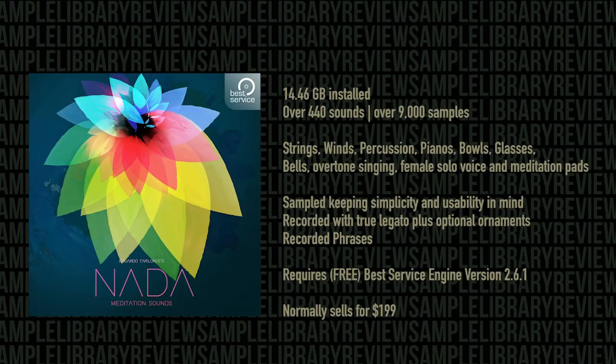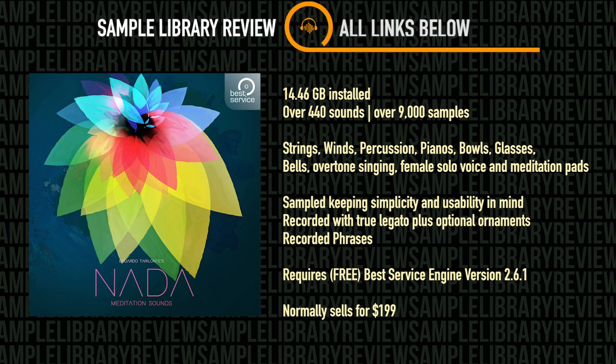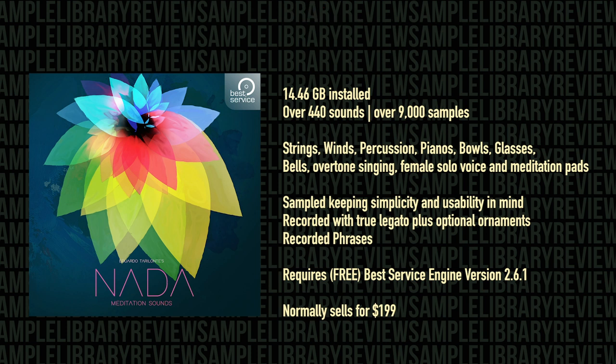The library installs at about 14.5 gigabytes. There's over 440 sounds, over 9,000 samples. They're in the categories of strings, winds, percussion, pianos, bowls, glasses, bells, overtone singing, female solo voice, and meditation pads. They were sampled keeping simplicity and usability in mind, and recorded with true legato plus optional ornaments and recorded phrases. The sample library requires Engine version 2.6.1 or above.